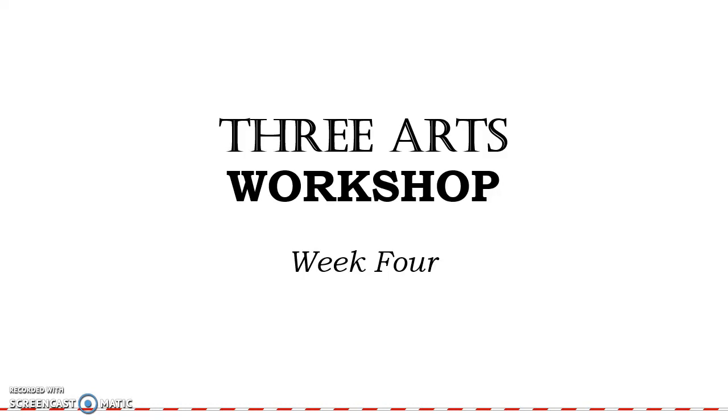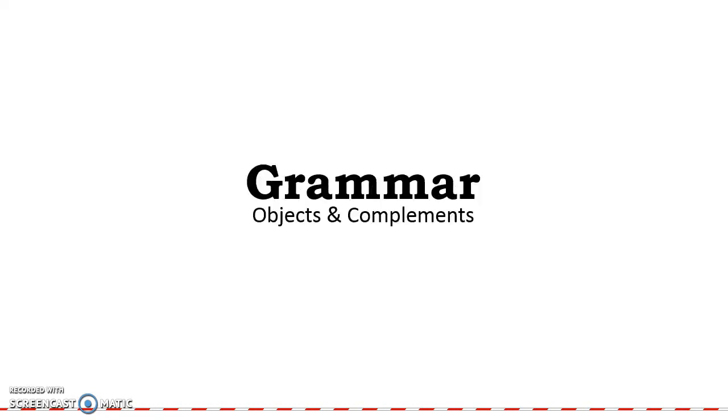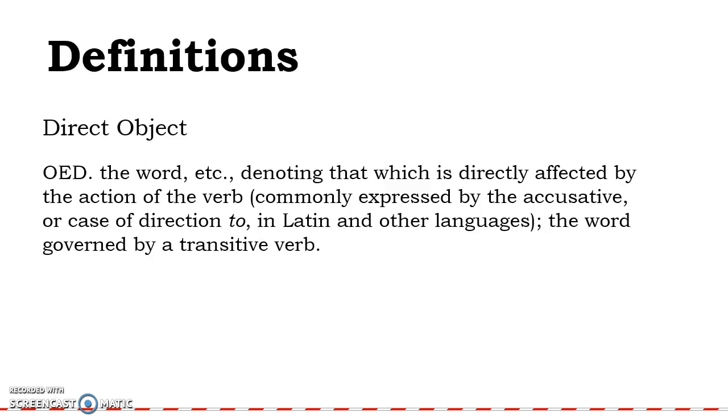This is the 3 Arts Workshop Week 4. This week, we're thinking about objects and complements in grammar. A direct object is the word denoting that which is directly affected by the action of the verb.